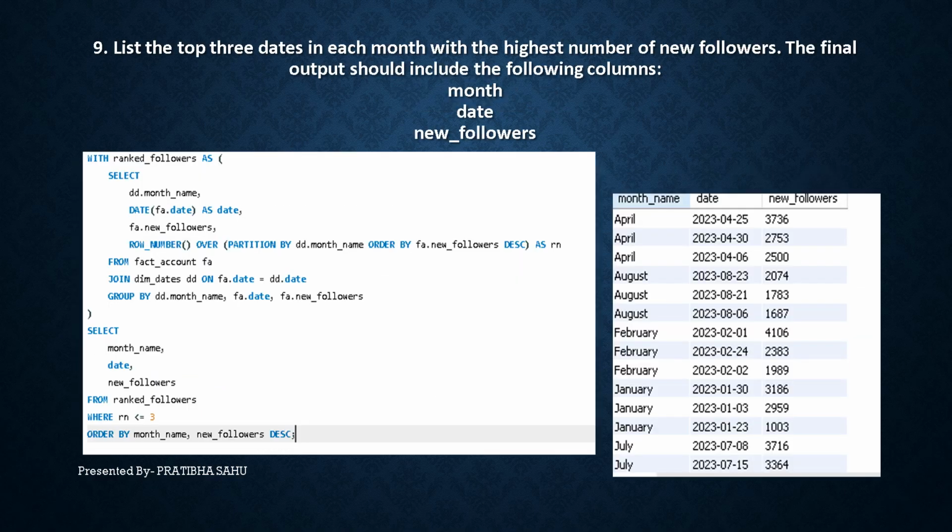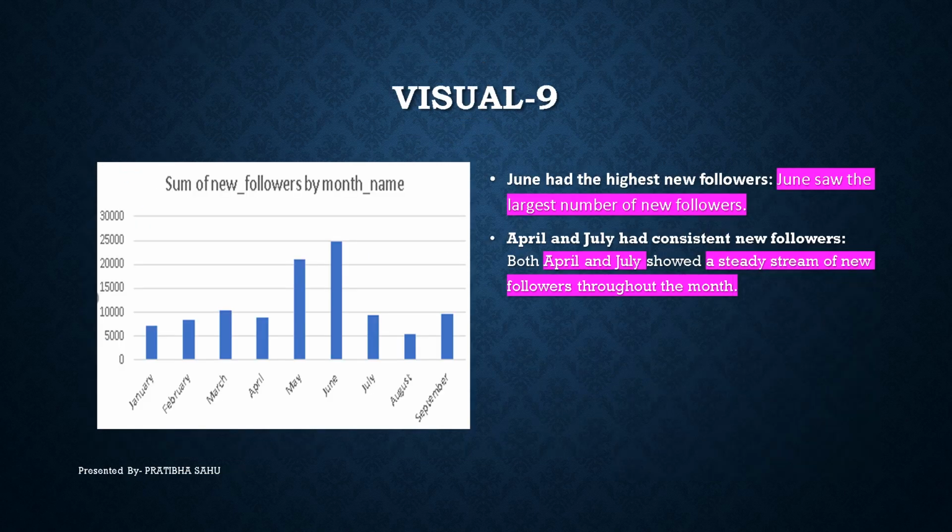So the ninth question is, list the top 3 dates in each month with the highest number of new followers. The final output should include the following columns, that is month, date, new followers. So in this visual we can see June had the largest number of new followers, and both April and July had a steady stream of new followers throughout the month.